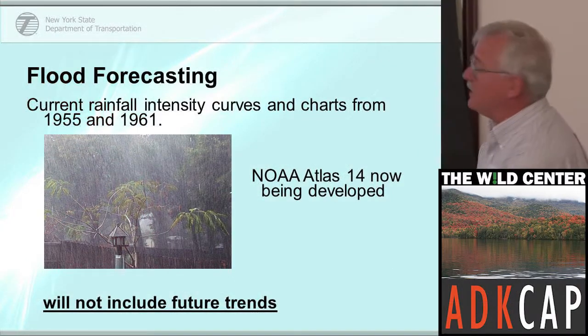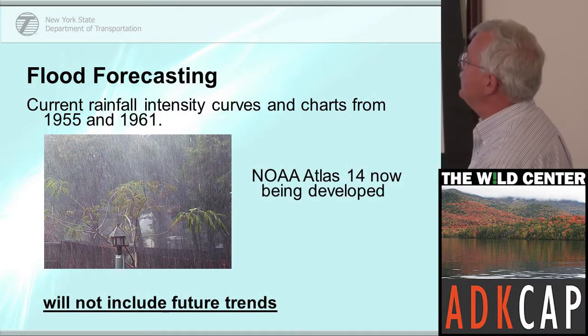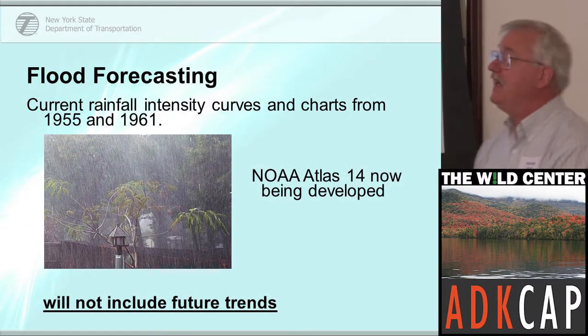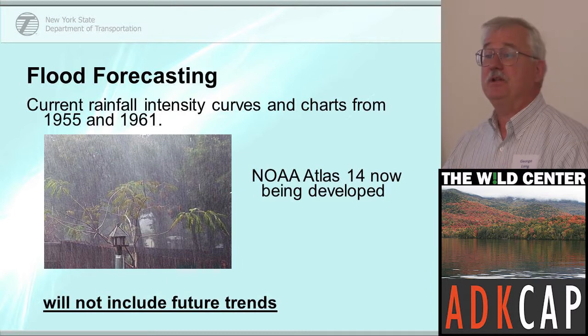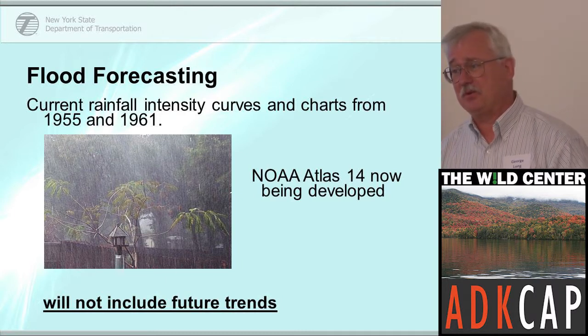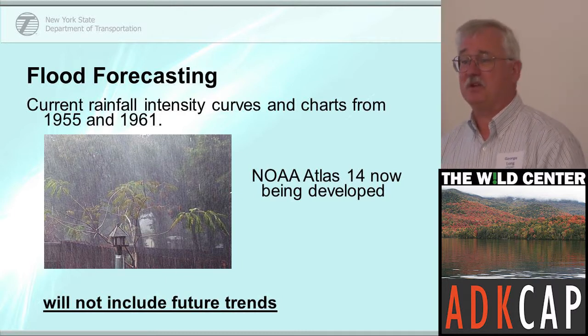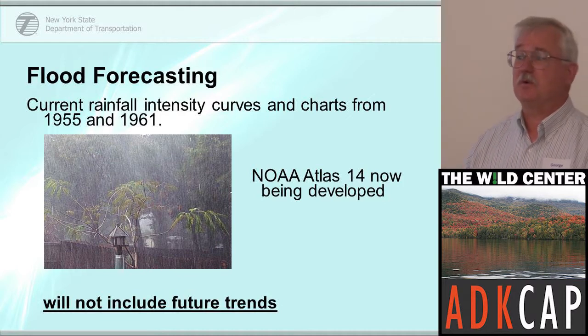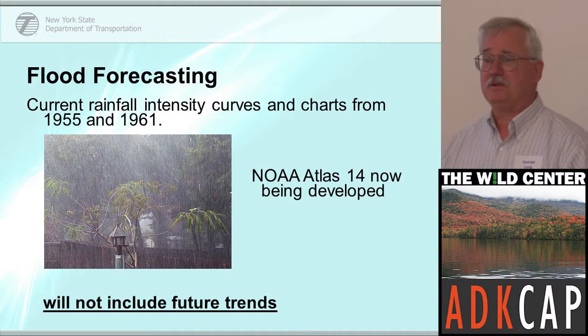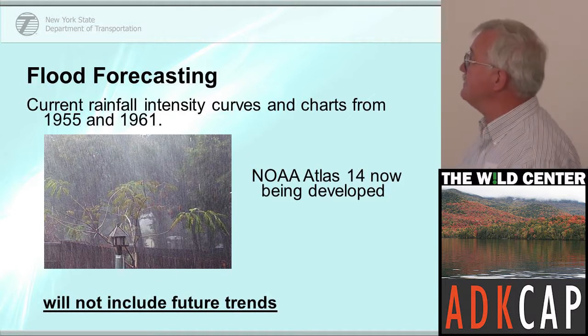I'm going to be talking about a couple of areas. First is flood forecasting. When you're looking at sizing a culvert or a bridge, you need to know how much water is going to go through there. We set that by a basic risk. We design all highway crossings for a 2% annual risk of exceedance.